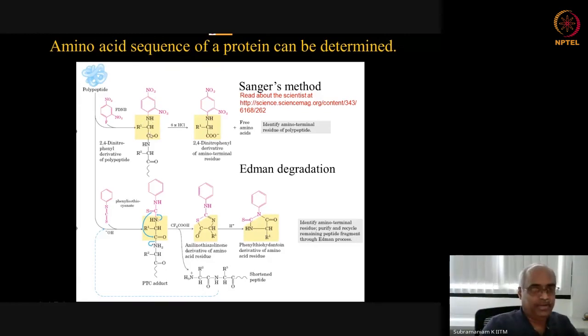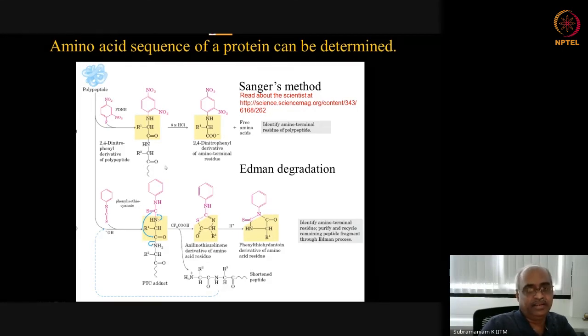Now you break the peptide bonds by adding 6 molar HCl and boiling. Then all the peptide bonds get hydrolyzed into individual amino acids. Now you identify the amino acid that is the derivative with FDNB, because this amino acid is going to have this group which does not exist in the normal polypeptide. From this you know that this particular amino acid, whatever be the R group, is the N-terminal amino acid. Okay, so this is how you can identify the N-terminal amino acid.